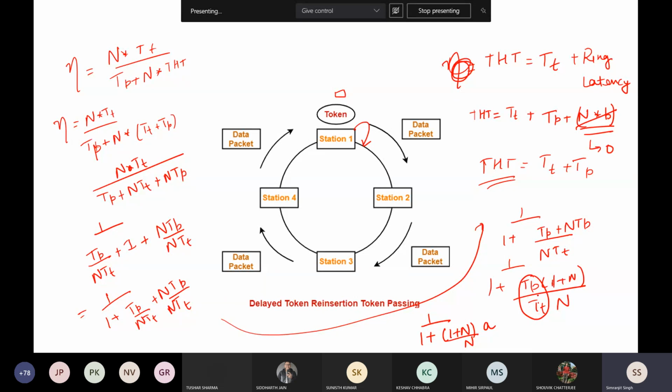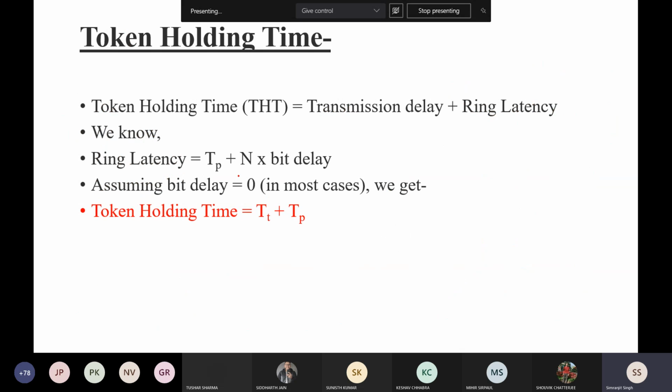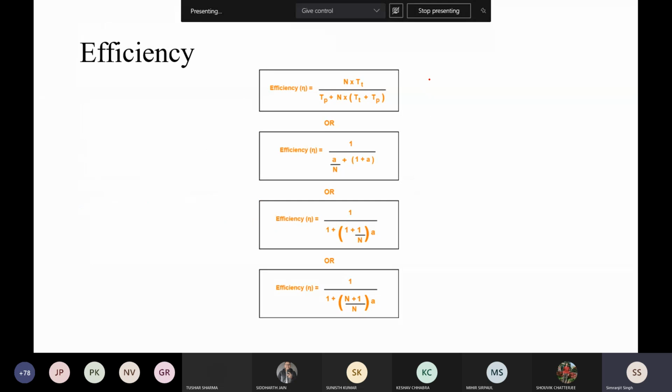So A here is TP by TT. Okay, so easily you can solve it. I've written every step. Or you can directly see that the token holding time is this. So you just put the value of token holding time into this. So this formula is correct.